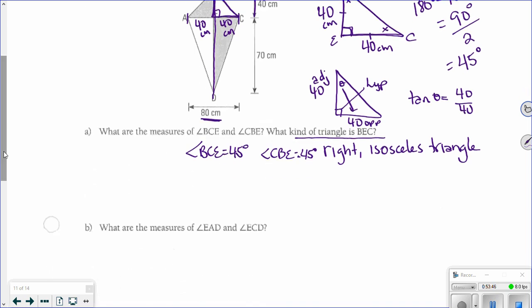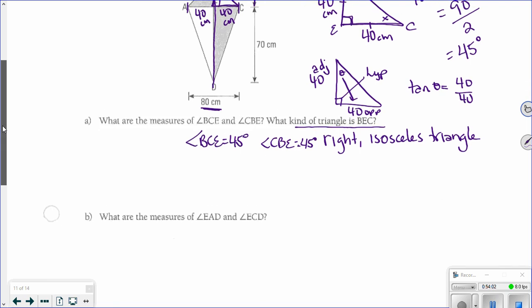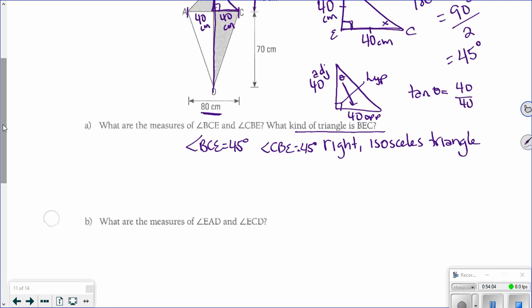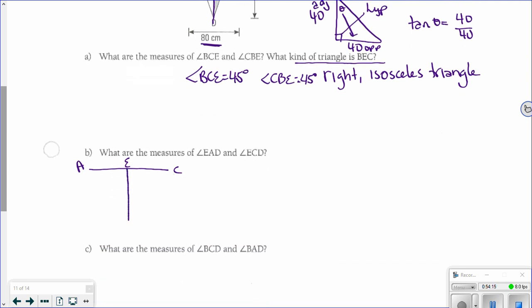Okay, the last part says, what are the measures of angle EAD and angle ECD? So EAD and ECD, we're now looking at the bottom part of the kite. So I'm just going to redraw what piece we're looking at. So it's across where we've got A, E, C, down to D. Okay, not a great drawing, close enough.